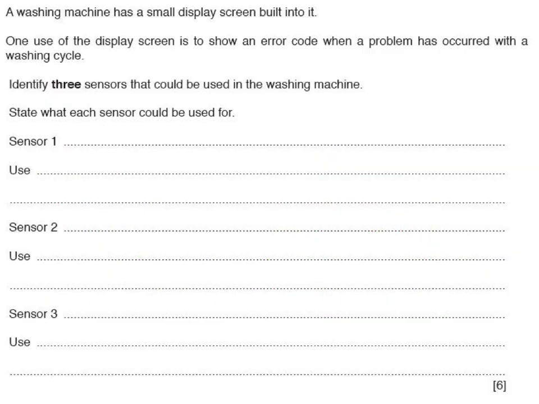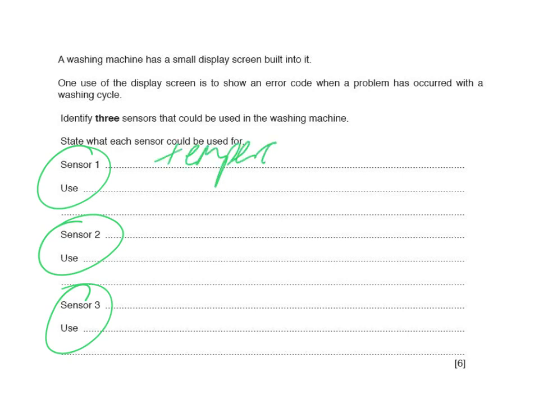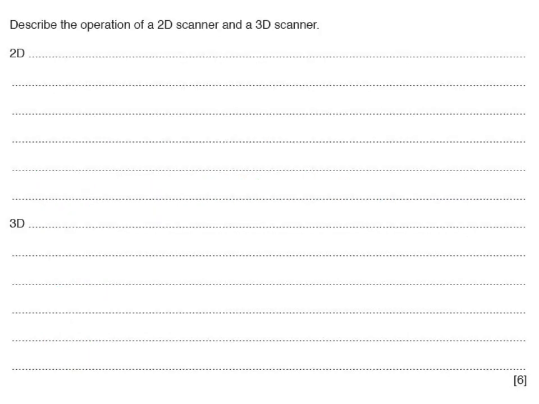Let's see, three sensors using the washing machine, and again the uses, again should be getting minimum 3 marks here by naming the sensors. So one, temperature. Why are we using that one? Monitor water temperature. Humidity sensor, monitor the humidity levels, I guess. Pressure sensor, could be used to measure that there's not too much water in it. Motion sensor, to check whether it's moving. pH sensor, to check that the water is not too acidic or too alkaline. Everything goes as long as you explain it well enough.